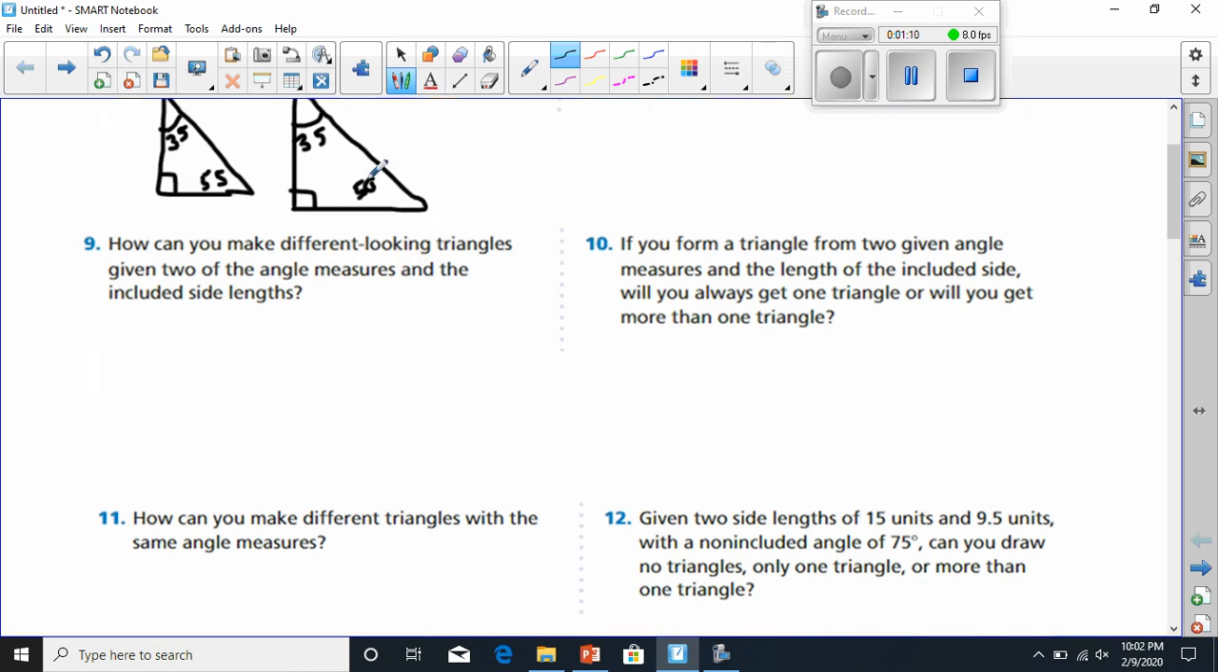And this was 55. How can you make different looking triangles given two of the angle measures and the included side? Well, if I give two angle measures and the included side, let's see, two different looking triangles. Well, I could make one that is 4 inches, and that's the included side length.